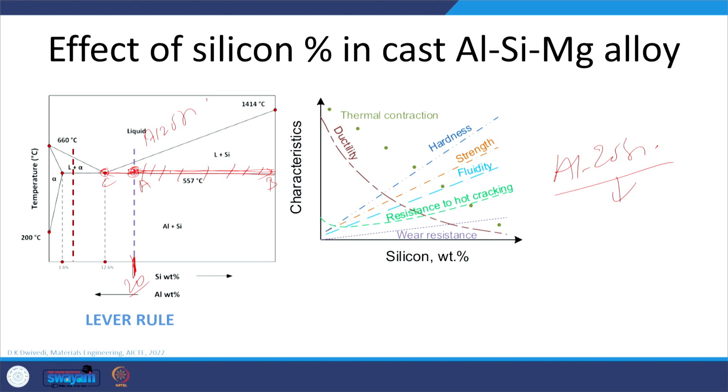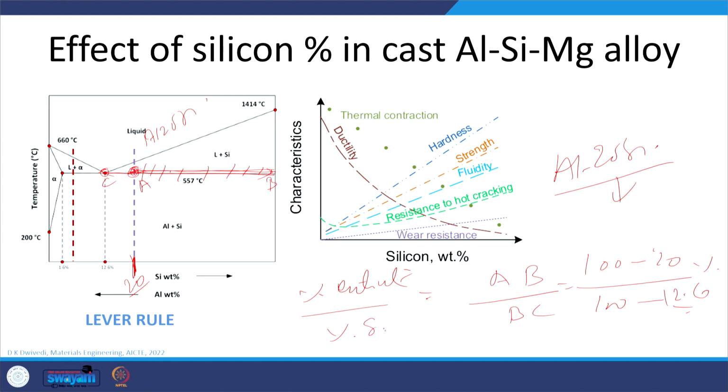As per the lever rule, after the eutectic reaction, after cooling below the eutectic temperature, the percentage of the eutectic will be AB divided by BC. AB is how much? 100 minus 20, divided by 100 minus 12.6. This is how we can determine the percentage of eutectic, and the balance will be the primary silicon particles.